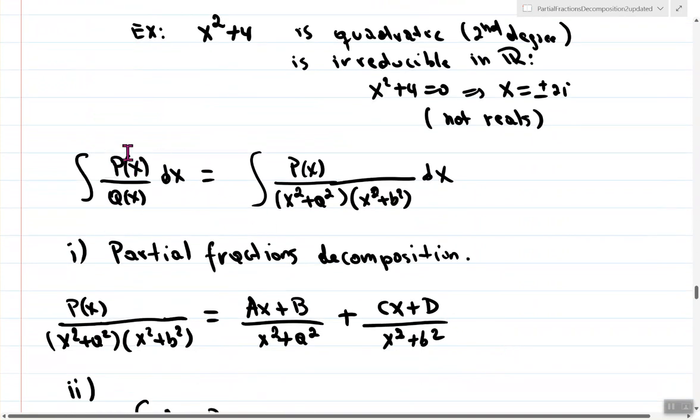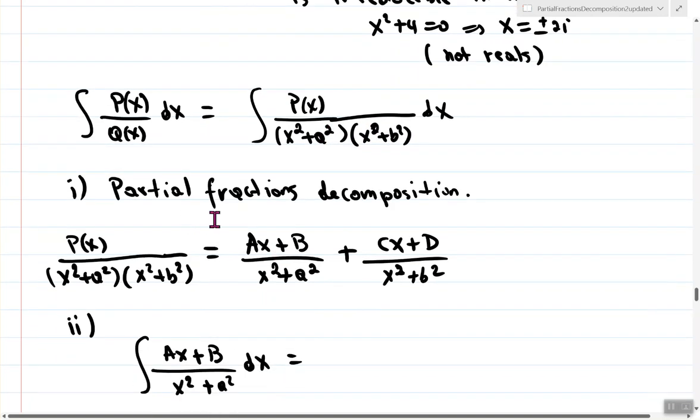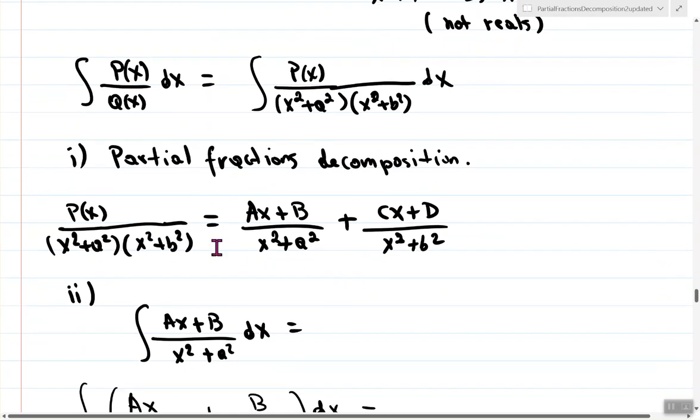We're still dealing with the integration of p of x over q of x dx, where q of x is the quantity x squared plus a squared times the quantity x squared plus b squared. Let's start with the partial fraction decomposition. We have p of x over x squared plus a squared times x squared plus b squared. To decompose, we take this quadratic factor, x squared plus a squared, as a denominator. Now watch the numerator. The numerator is ax plus b.